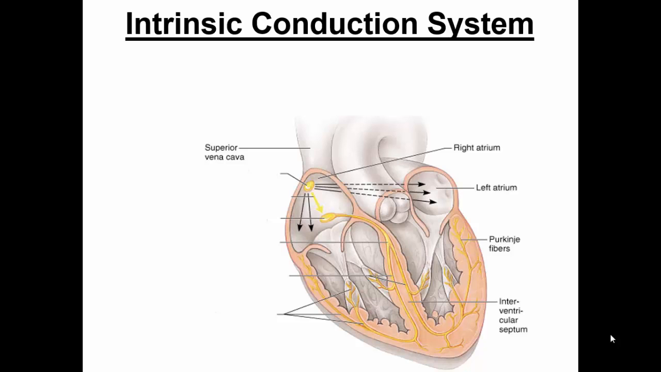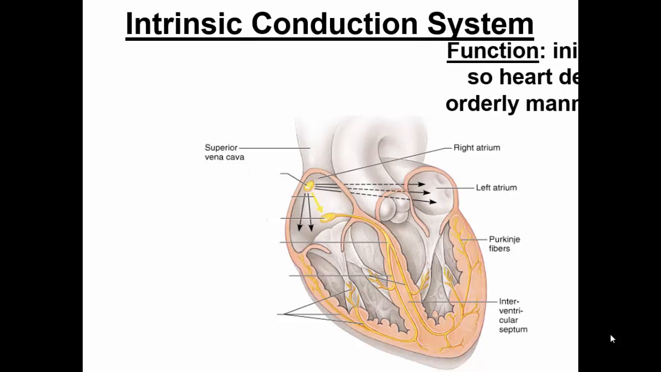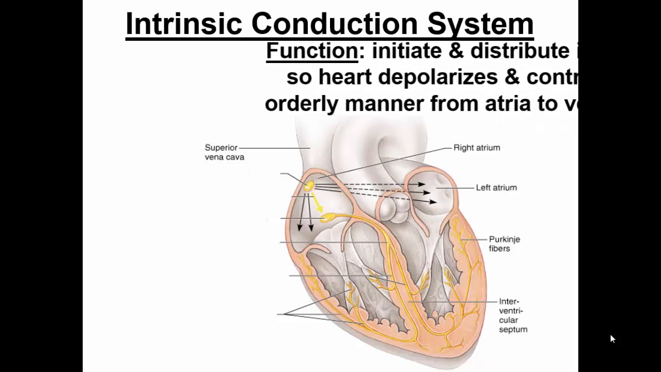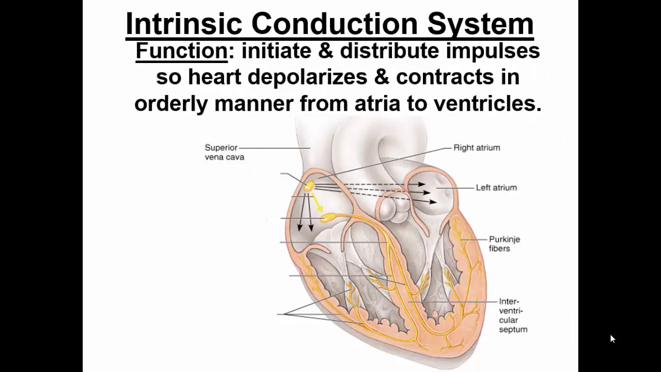These autorhythmic cells make up what's called the intrinsic conduction system of the heart. The role of the intrinsic conduction system of the heart is to initiate and distribute action potentials so the heart depolarizes and contracts in an orderly manner, with atria contracting first and ventricles next, then atria, then ventricles.